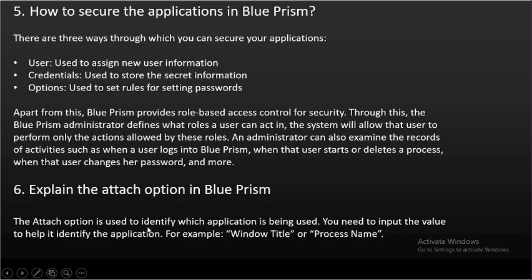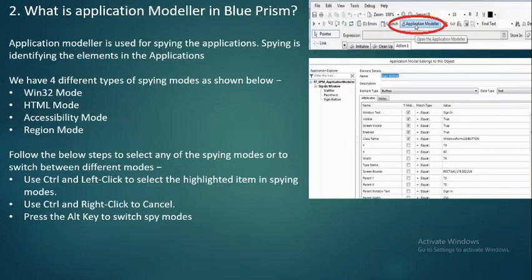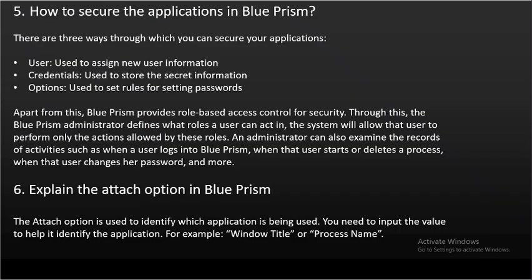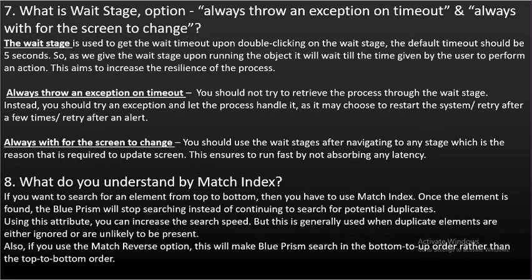The attach option is used to identify which application is being used. You need to input values to help it identify the application, for example the window title or process name. For example, if you are using the application model as I showed you before, first, before you can spy or highlight any button, you will have to attach that particular application with Blue Prism. Only then can you use any other features. So that is called the attach option in Blue Prism.